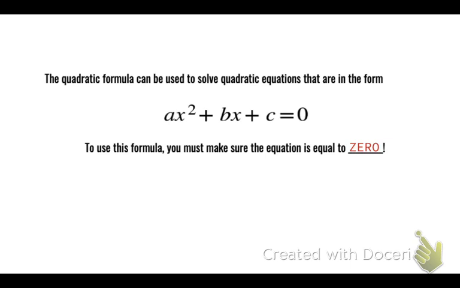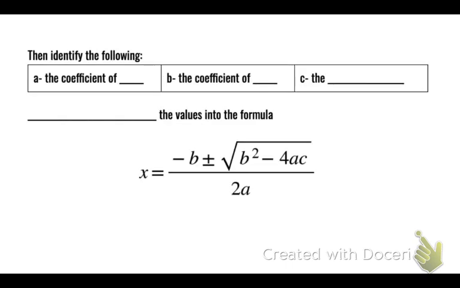It's really important that when you're setting up to solve with the quadratic formula, you're making sure that the equation is equal to 0. That just makes sure that you are finding the correct A, B, and C values to plug into the quadratic formula. Again, you want to make sure that you identify the following: A is the coefficient of the x squared term, B is the coefficient of x, and C is the constant.